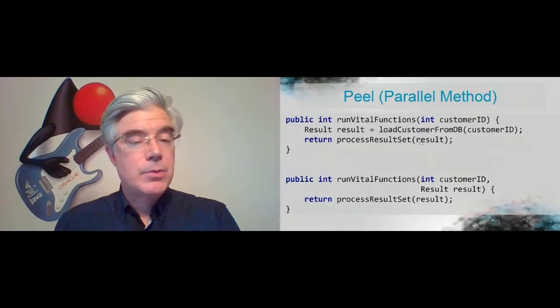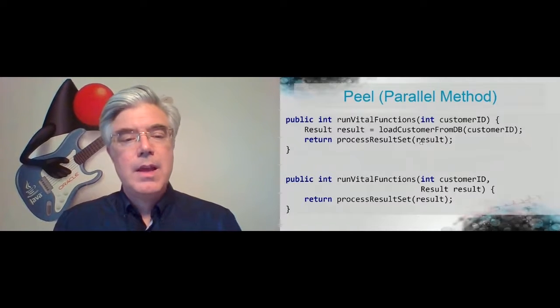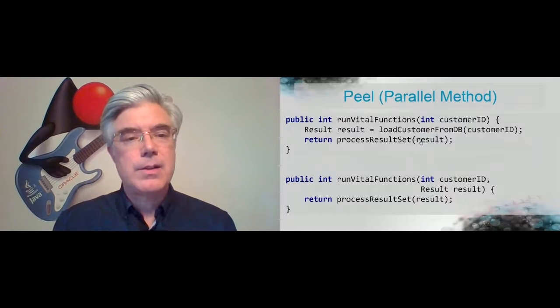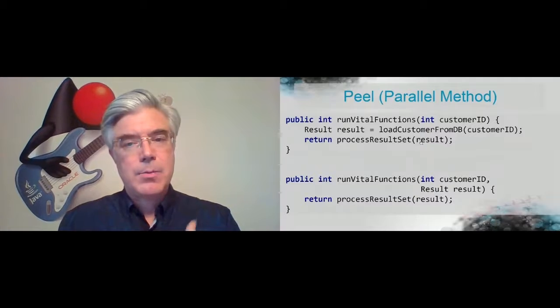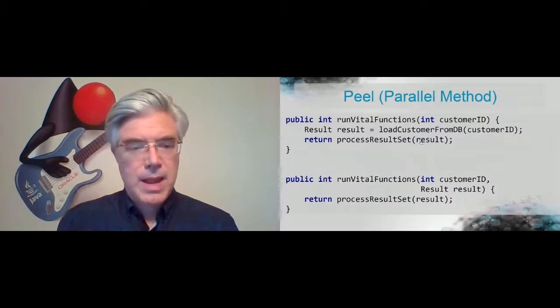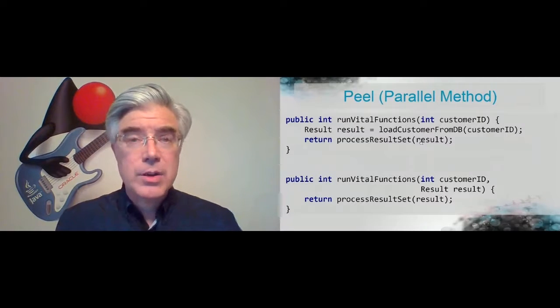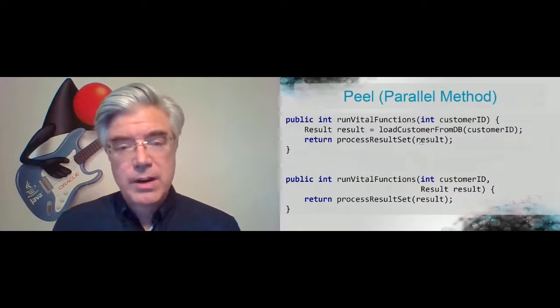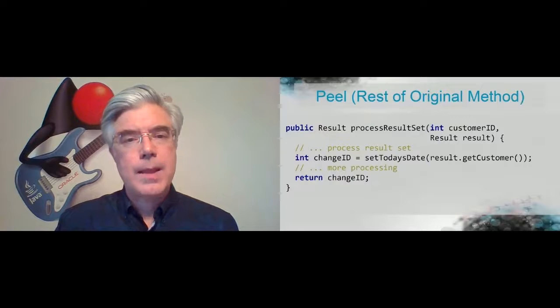And my test function will create this fake test result that I can then pass into the process result set test, and I can test it in a consistent way. And here's what's left of the original method: pass in the customer ID and the result set, which then does the processing and setting the date and more processing and all that. So you can see I have not changed the original functionality of the application at all. I've just added a seam whereby I can test this application now in a consistent way.